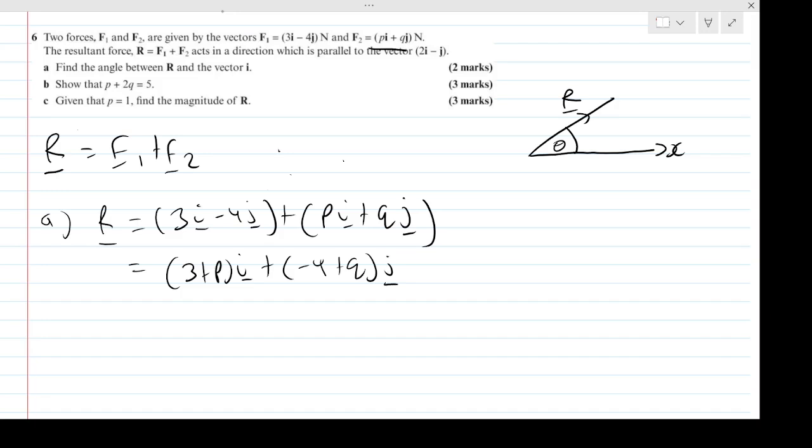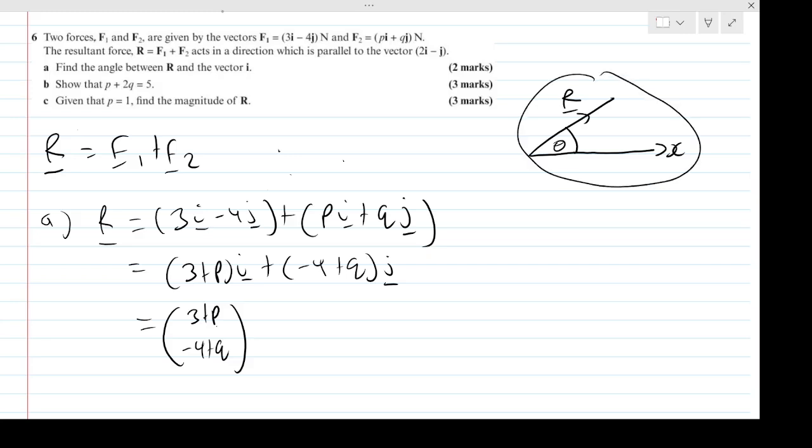And we can also represent that as a column then. So 3 add p on the top and -4 add q on the bottom to be the x and the y parts. Okay. Now we can go to looking at this triangle here. The problem is we don't know what P and Q are, so we won't be able to find an actual angle because there are some unknowns here.